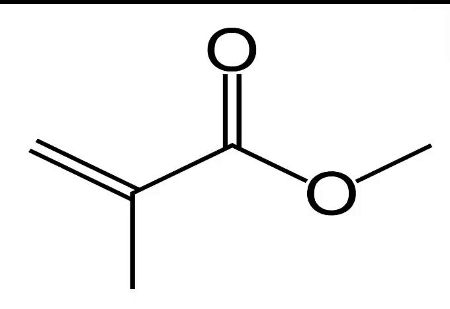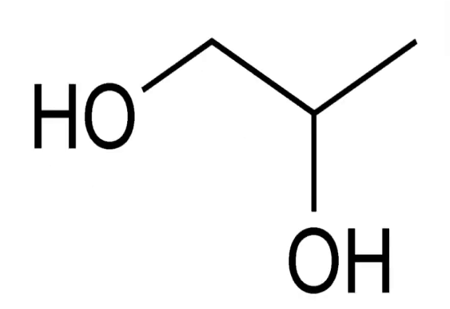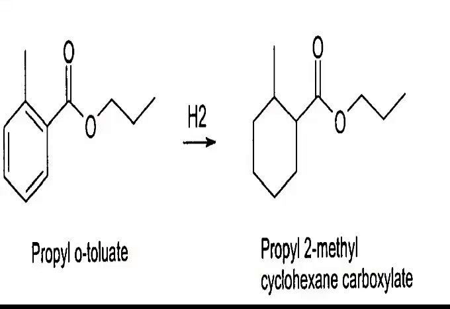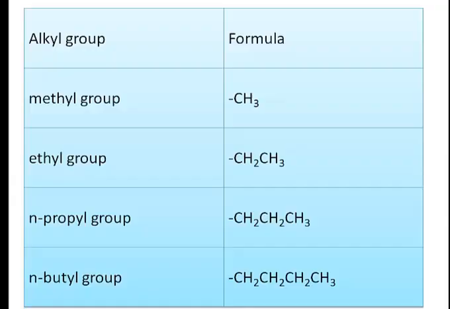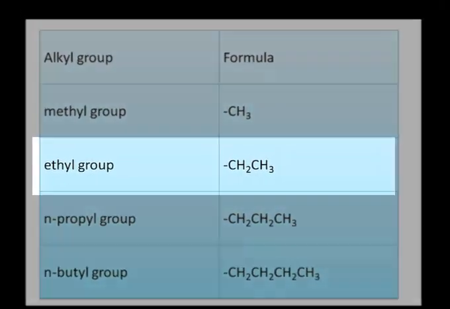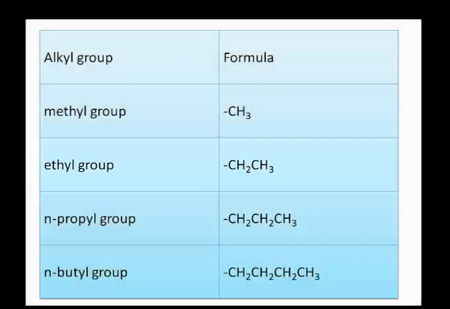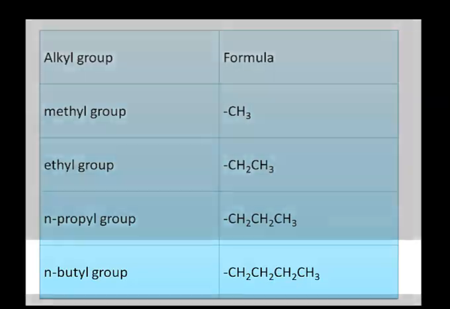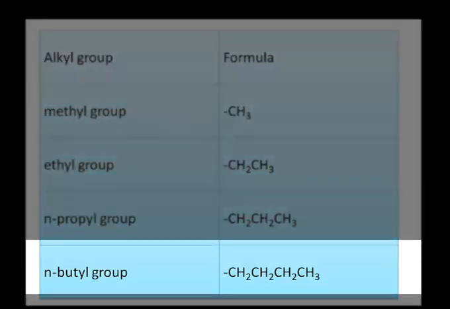Hi, I am Laura and I am going to talk about alkyl groups. An alkyl group is a functional group like an alkane that consists of single bonds of carbon and hydrogen atoms. Alkyl groups are divided into methyl group, ethyl group, propyl group, and butyl group.